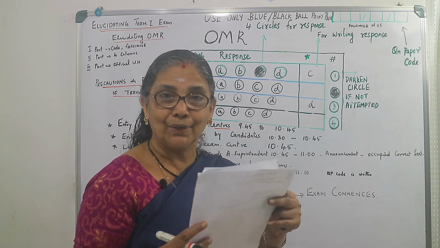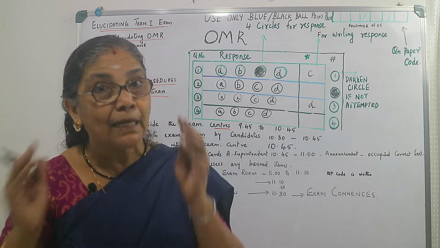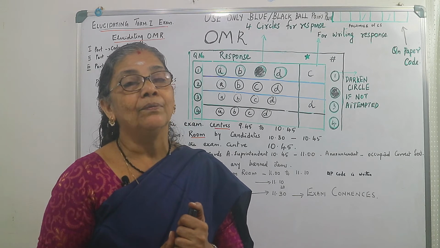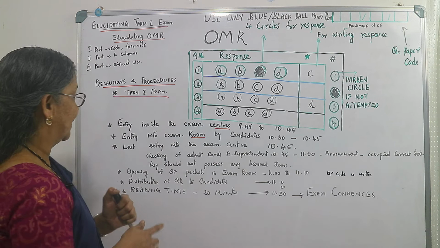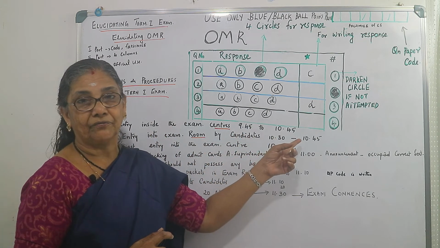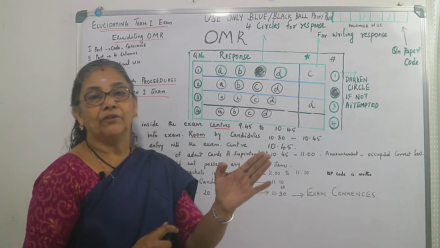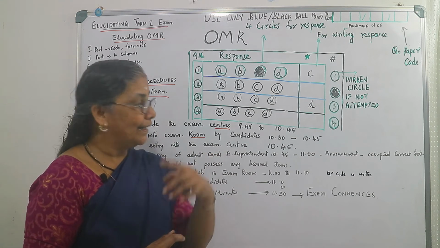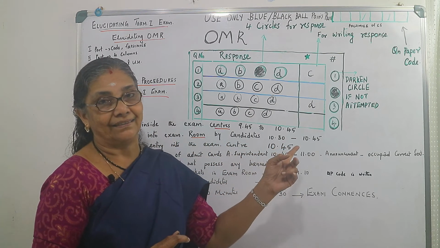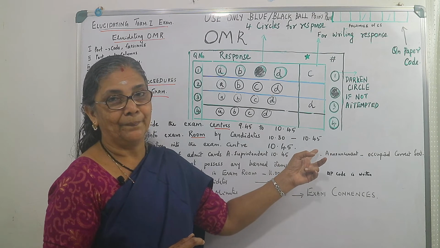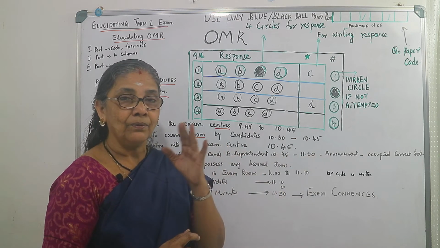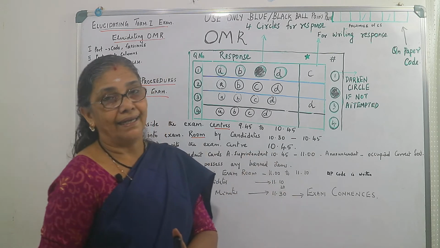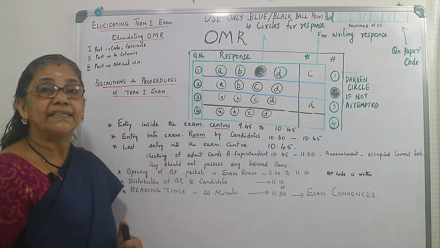Then, whatever the students should do on the examination day, what they should keep in mind. Even though the examination starts at 11:30, the students have to reach the center earlier. Entry inside the exam center is from 9:45 to 10:45, and the last entry into the exam center will be 10:45. Candidates can enter the room at 10:30. So they should reach between 9:45 and 10:45, last entry 10:45, and enter the room from 10:30. Understood?